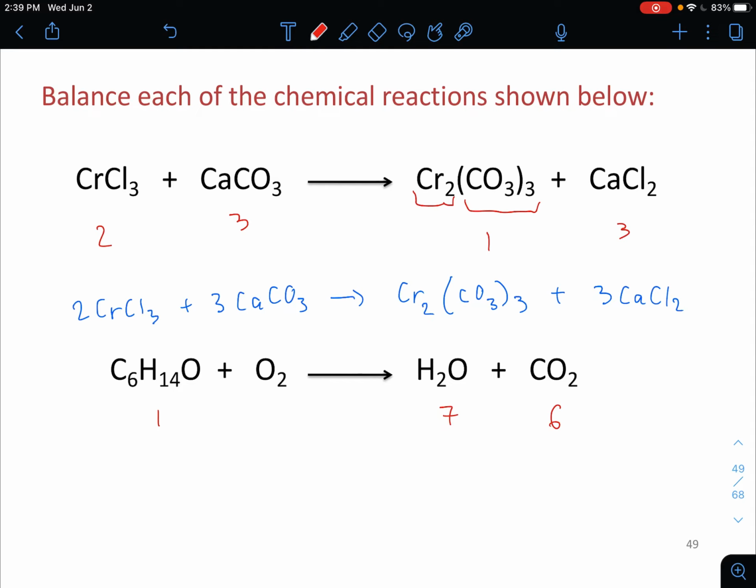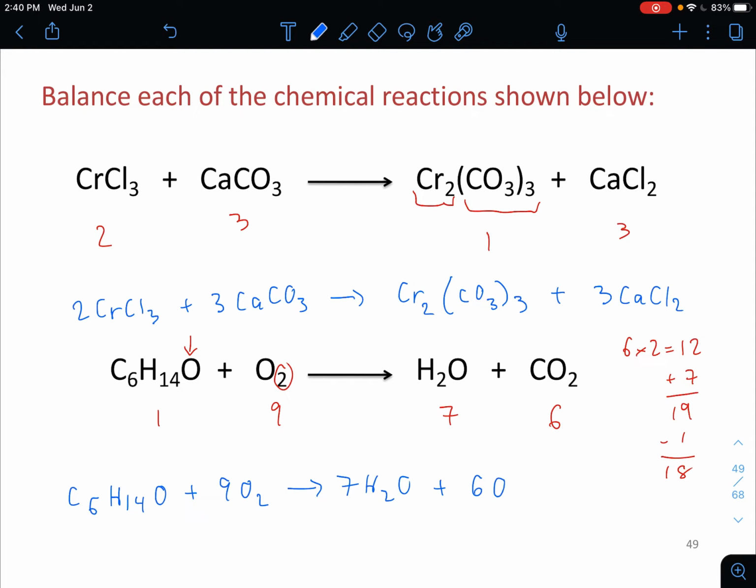Add up your oxygen. So it's 6 times 2 is 12, plus 7, there's 19. Well, 1 is already accounted for in C6H14O, so I just need to account for 18 more, but again, it's O2, so this needs to be a 9. So then when I rewrite it, C6H14O plus 9O2 makes 7H2O plus 6CO2.